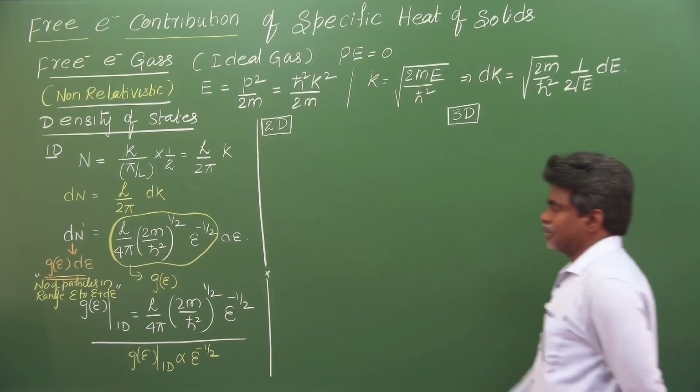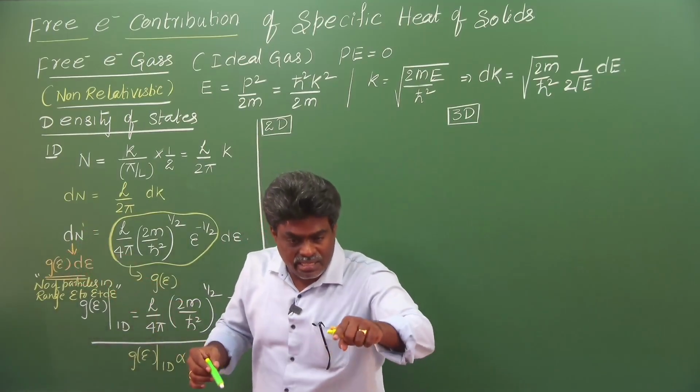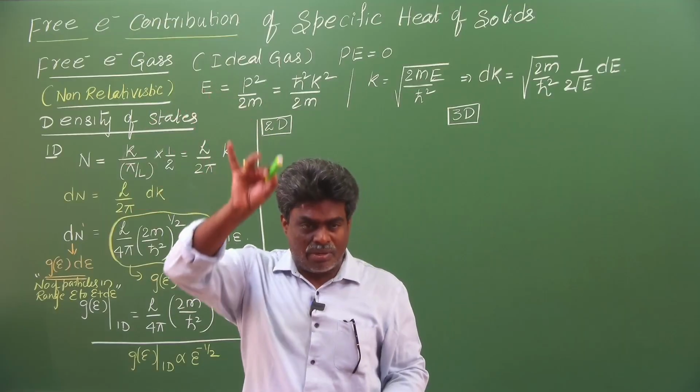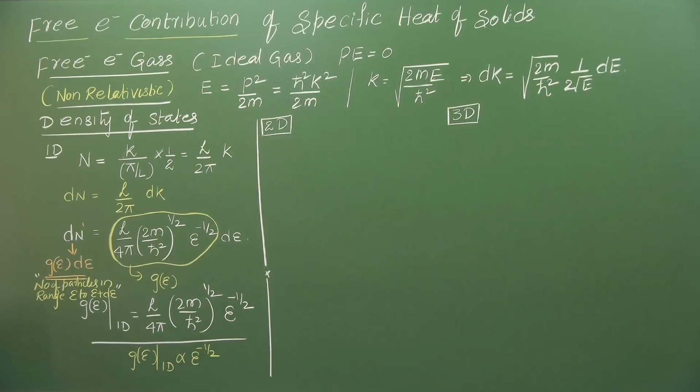I want to ask you one question. I got a dN, that is the number of particles in the energy range E to E plus dE. I want the total number of particles. What will I do? Don't forget that dN.